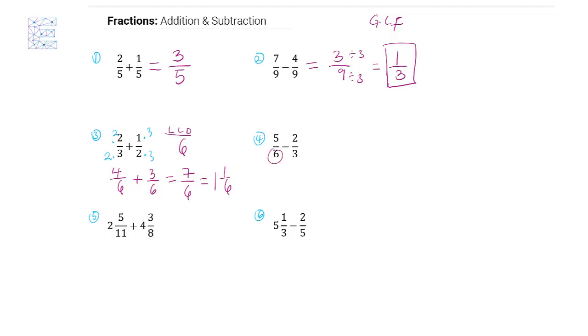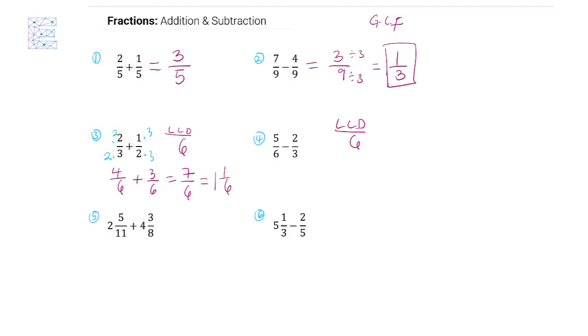The fourth question is, again, one involving finding the least common denominator. So our denominators are 6 and 3, which means we cannot just go ahead and subtract these fractions. We first must find their least common denominator. Well, what is the smallest number that both 3 and 6 go into? Well, that number once again happens to be a 6.